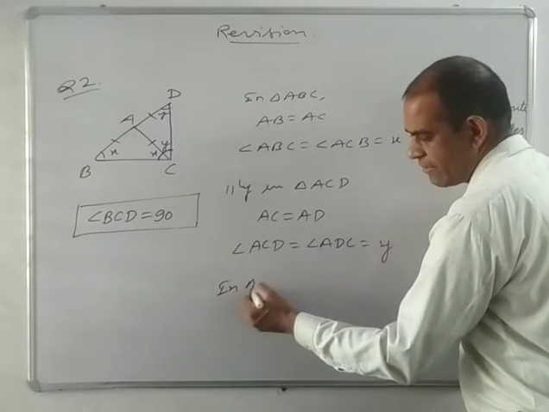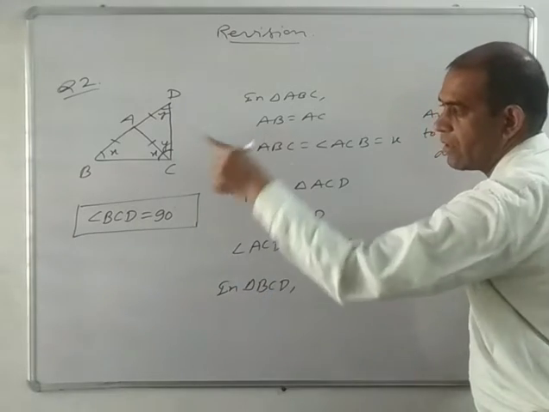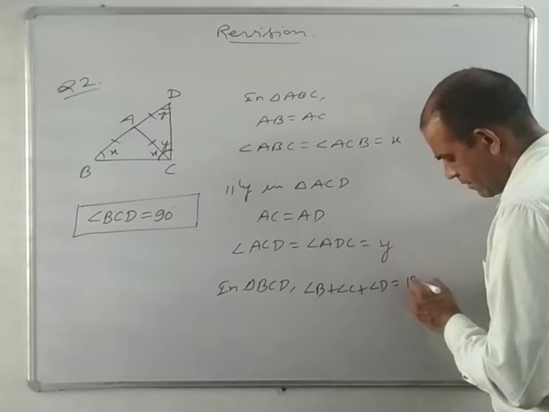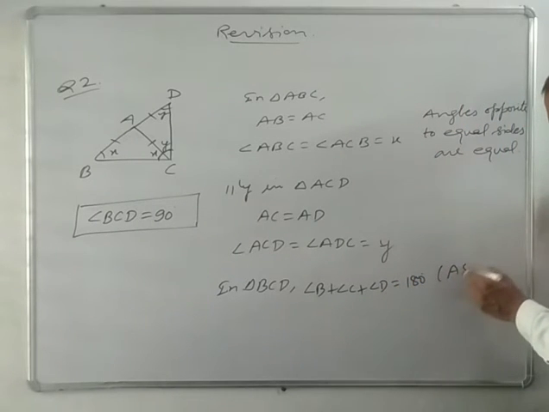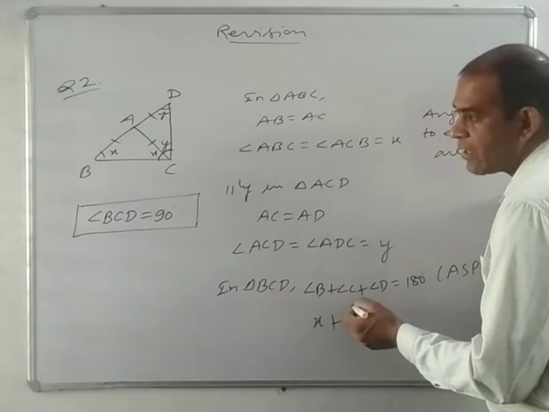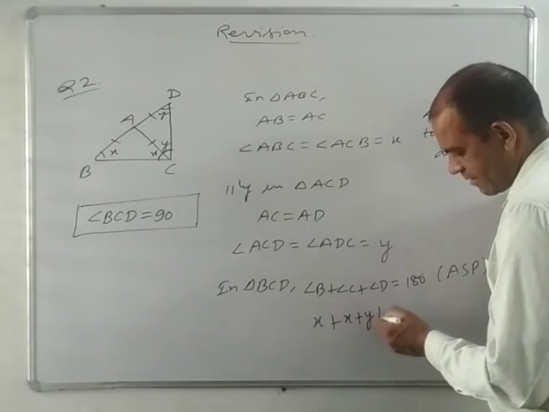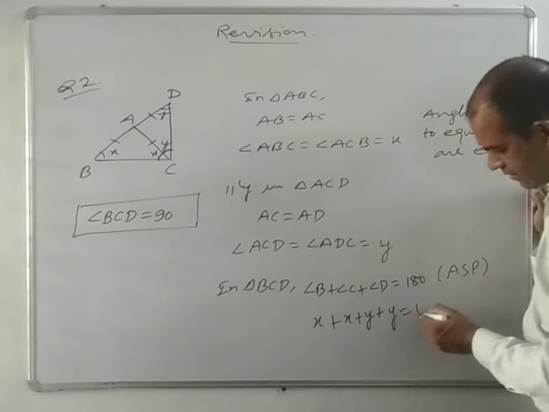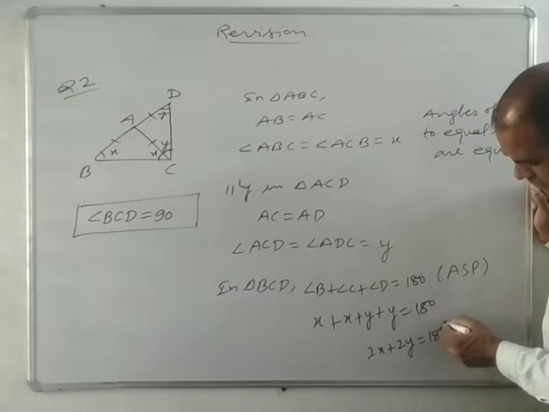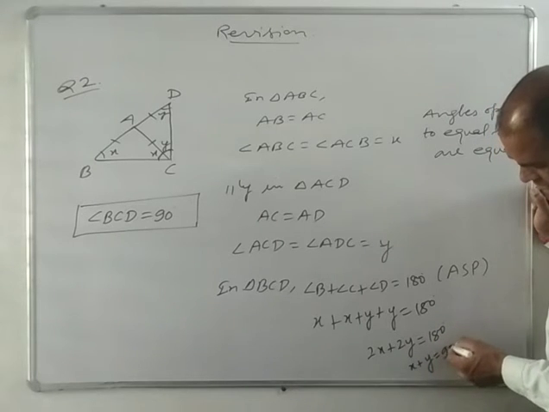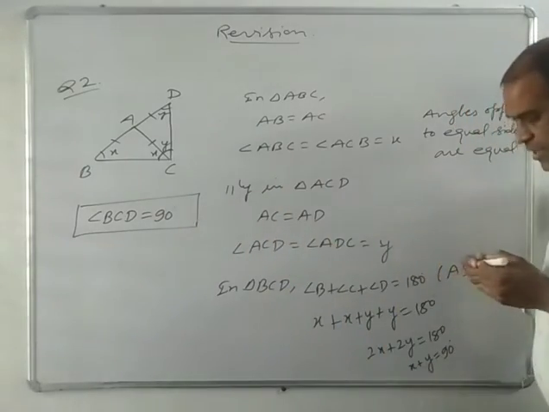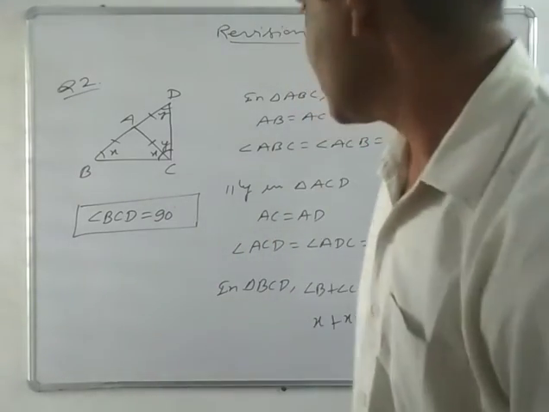Next, in triangle BCD, angle B plus C plus D equals 180 degrees. Reason: angle sum property. Angle B is x, angle C is x plus y, angle D is y, total 180. So 2x plus 2y is 180. Then x plus y is 90 degrees. And x plus y is the angle BCD. So BCD is a right angle.